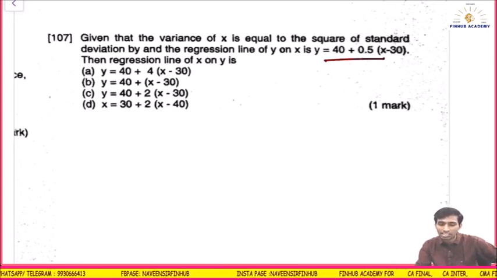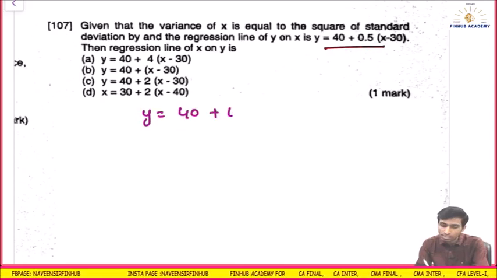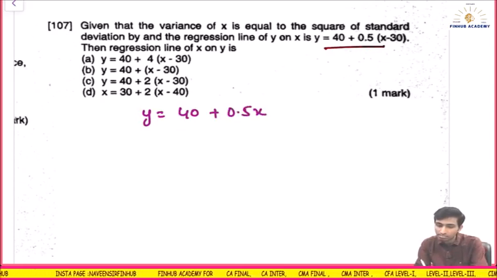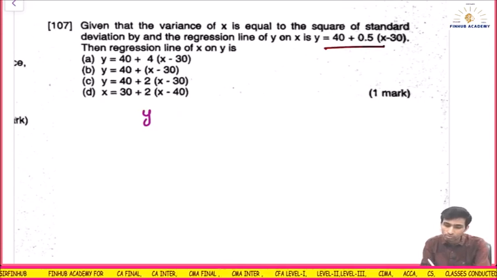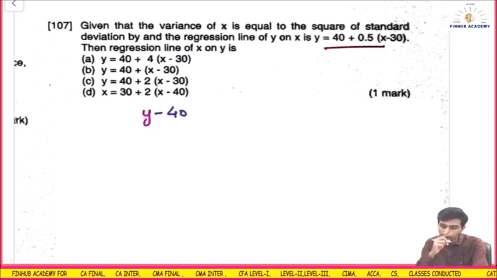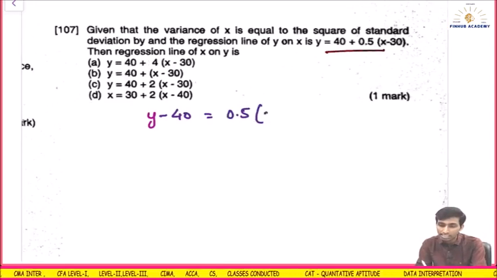Y and the regression line. Okay, so let us try. So y is equal to 40 plus, if I open this, 0.5x. If I take it in this form, y minus 40 equals 0.5 x. Now 0.5x, right? So x minus 30 means it will be something like this, x minus 30.